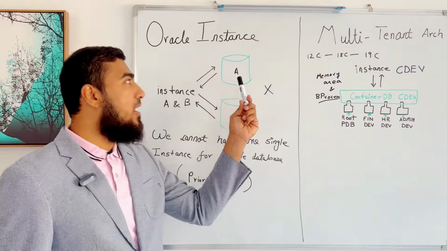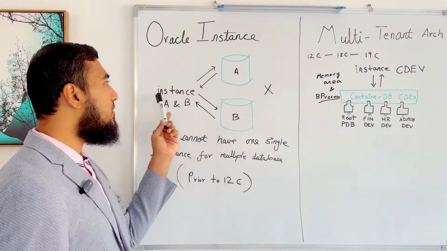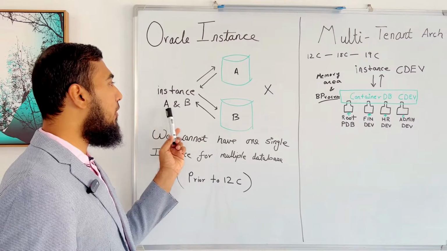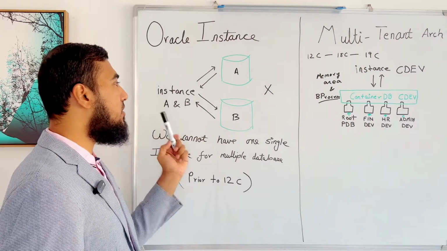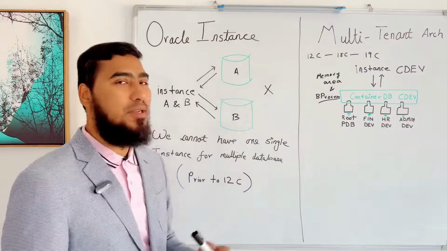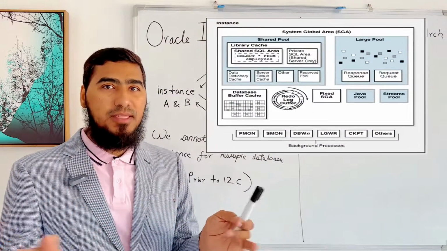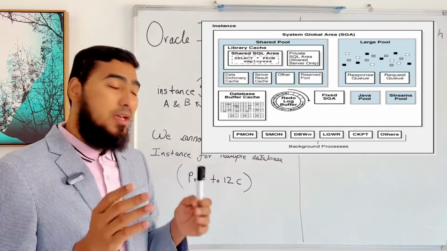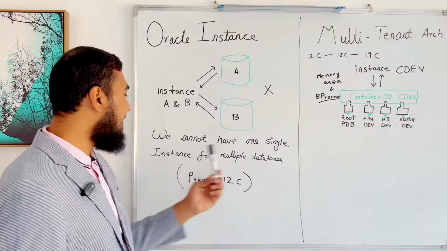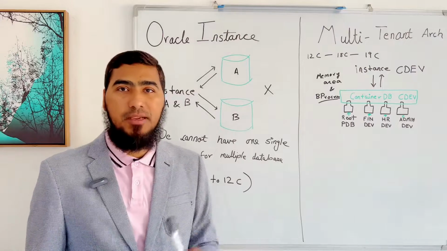In our example we have database A, database B, and we have an instance which is common for A and B. That means we have one instance. Is it possible? No, it's not possible. You cannot have an instance common for two different databases. Alright, so we cannot have one single instance for multiple databases prior to the 12c version of the database.